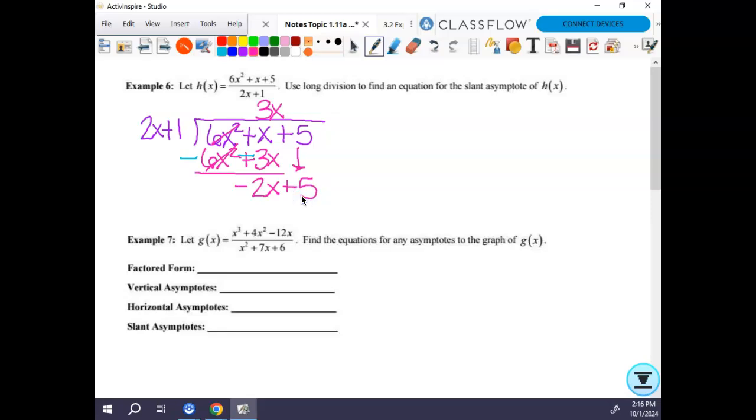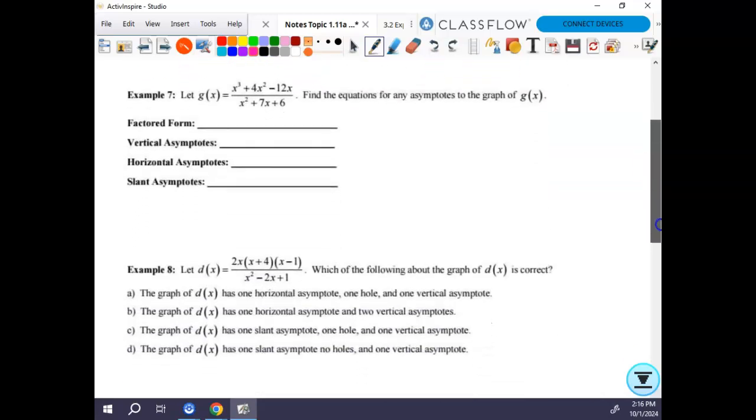Then I have negative 2x divided by 2x gives me what? Negative 1. Do I need to go any farther? I do not, because I know I'm going to get a remainder. Do I care what it is? No. So once you have the equation of your line, you're done. And the equation for the slant asymptote is y equals 3x minus 1. It's a line, so make sure you write it as an equation of a line. Everybody good with that?